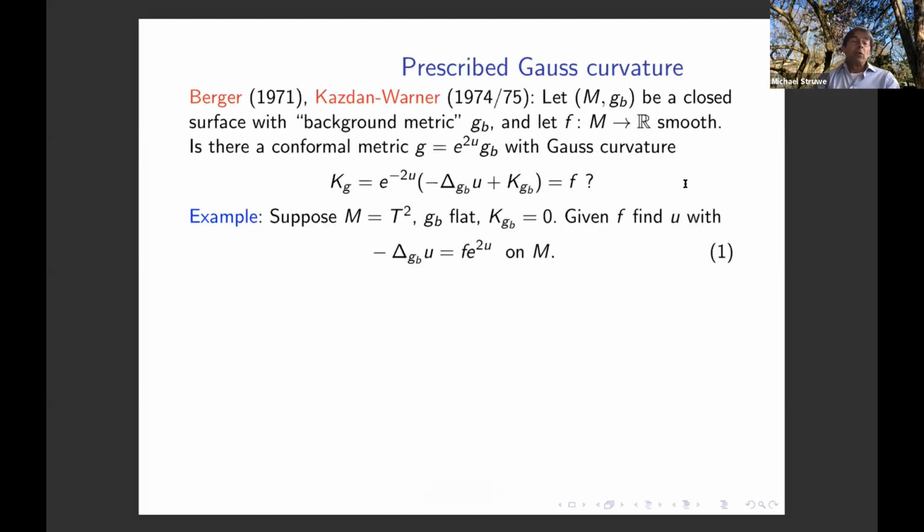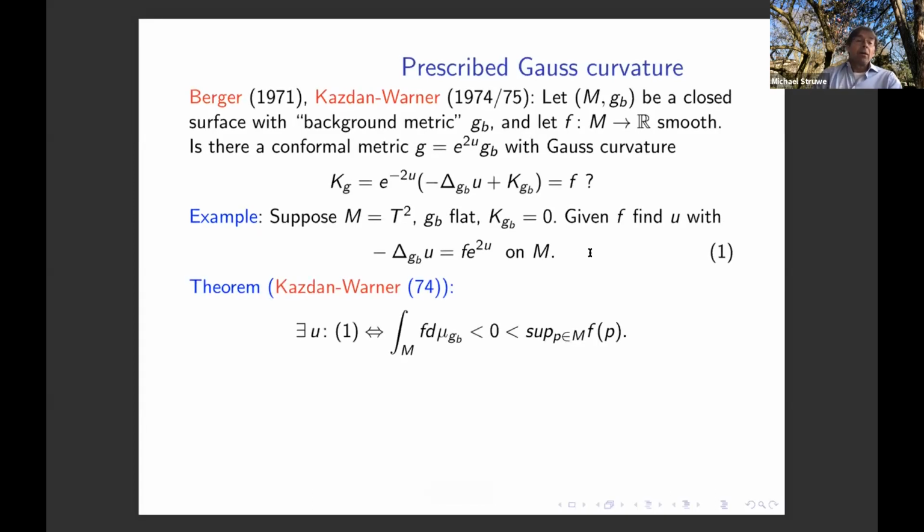So if we look at the example when M is the flat torus with background curvature 0, the problem is equivalent to finding a solution, for a given f, to the partial differential equation (1) that's displayed here. Simply, you want to solve minus Laplacian u equals f times e to the 2u on the torus.